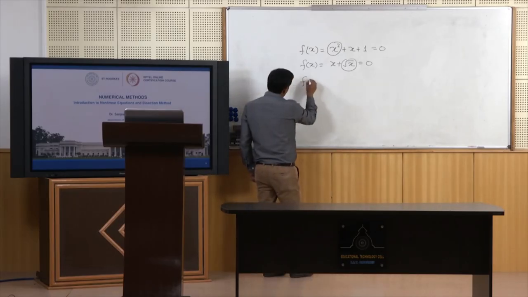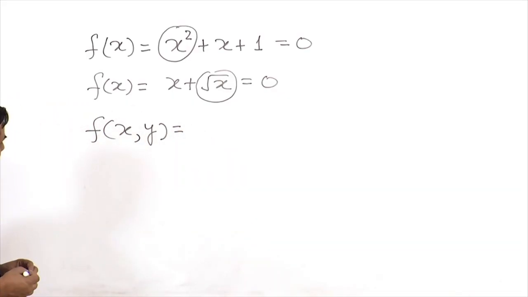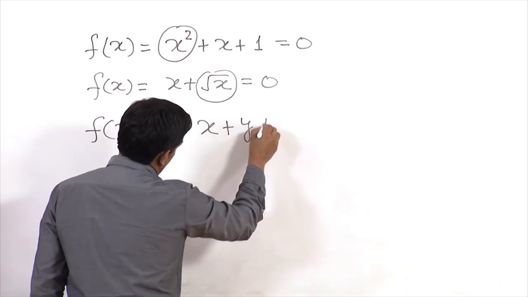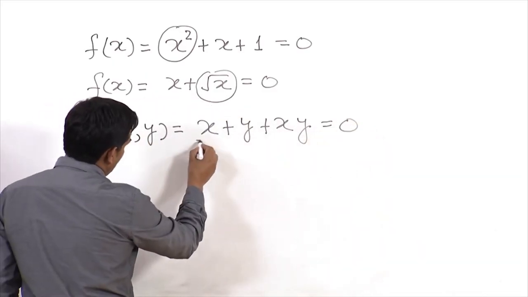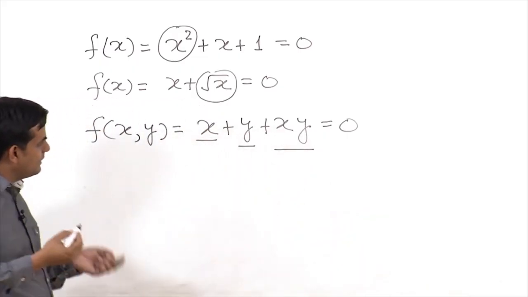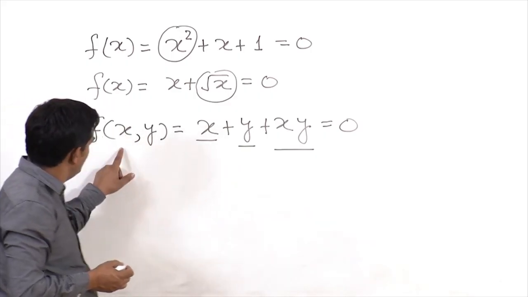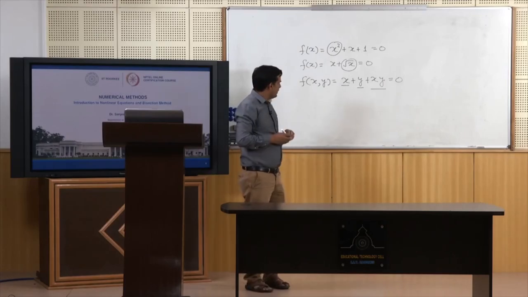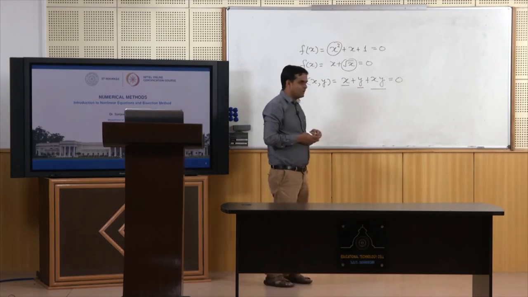If you have an equation in more than one variable, let us say f is a function of x and y where x and y are independent variables. So if I have this function as x y equals 0, here you can see this term is linear, this term is linear, with x and y separately having exponent 1, but if we take their product, this particular function becomes nonlinear. So in the next few lectures we will learn how to solve these nonlinear equations.